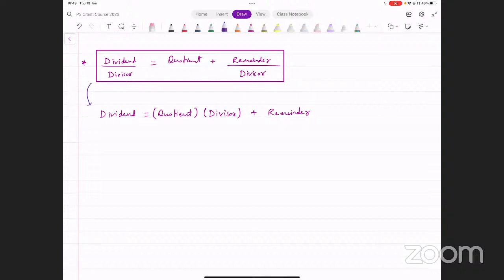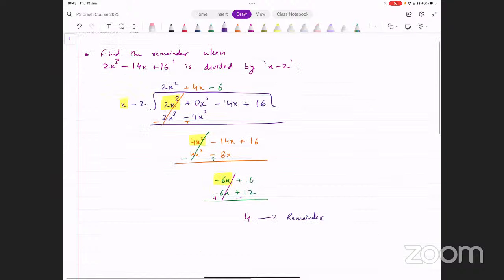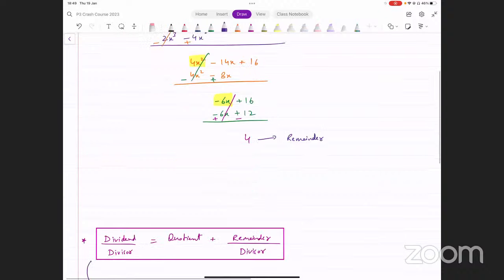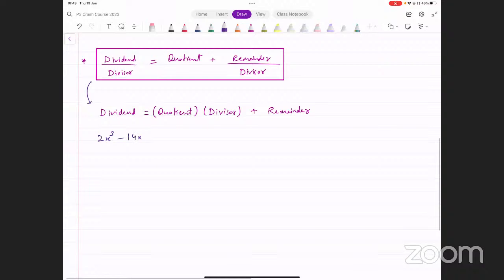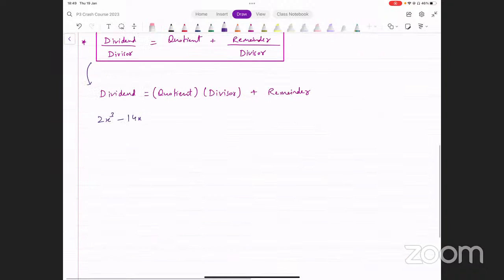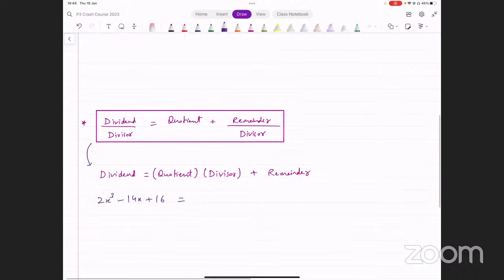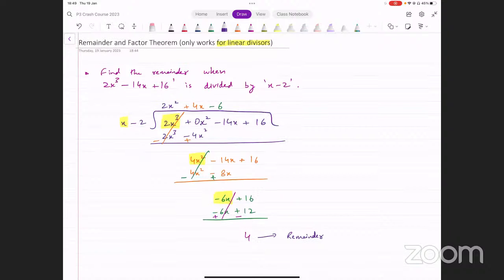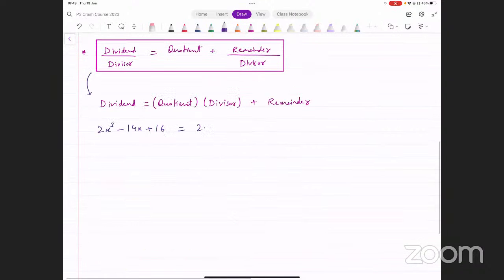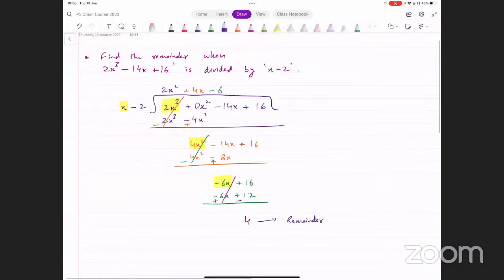Now let me write these things here. My dividend was here, let's write that there, and also the remainder, the quotient and the divisor. Dividend is 2x cubed minus 14x plus 16. That was the dividend. Now, once I've done that whole division process, this dividend can be written as quotient multiplied by the divisor. The quotient is 2x squared plus 4x minus 6, multiplied by the divisor, which was x minus 2, plus the remainder, which is 4.